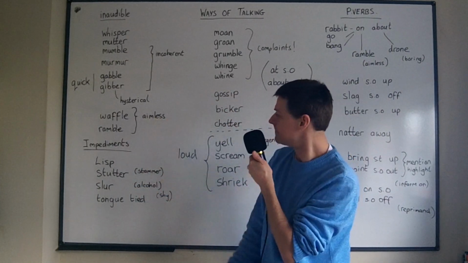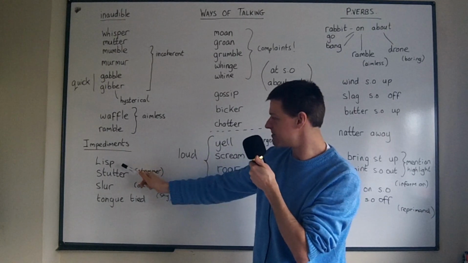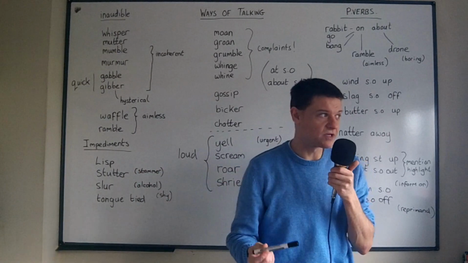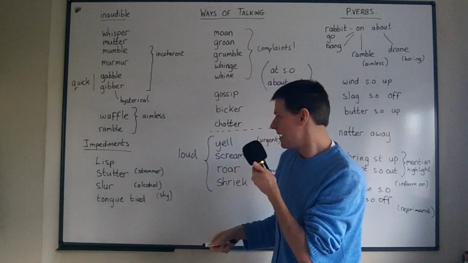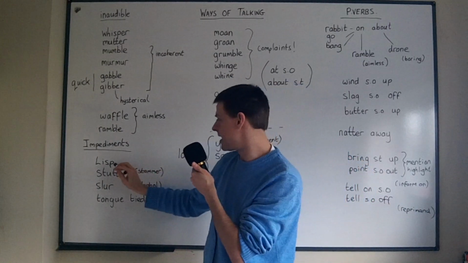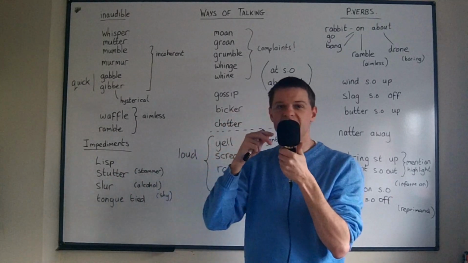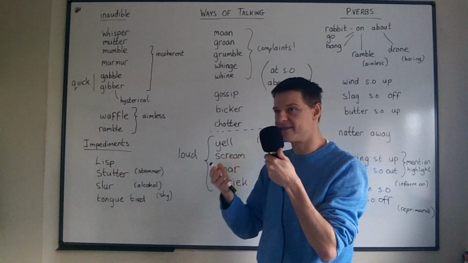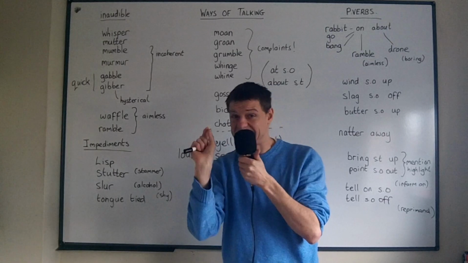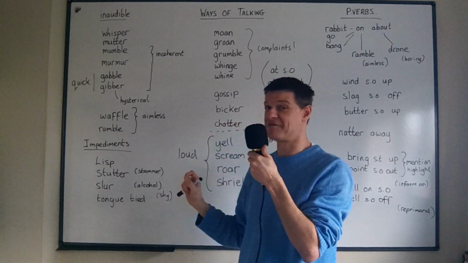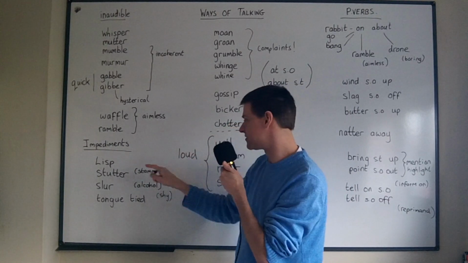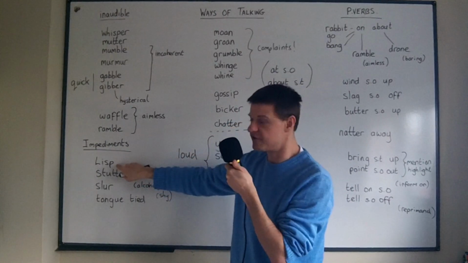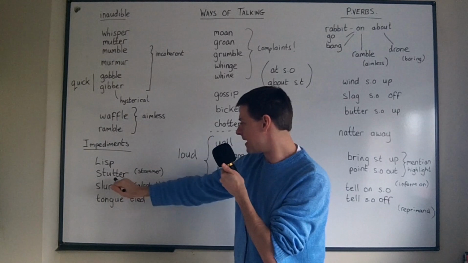Anyway, they're very similar. Now here are 4 impediments. So these are ways which prevent someone from speaking clearly. Firstly, a lisp. A lisp is when somebody always pronounces their S's. I have a little bit of a lisp if you listen carefully on these videos, and so it's when the S sound is coming out too often, too frequently.